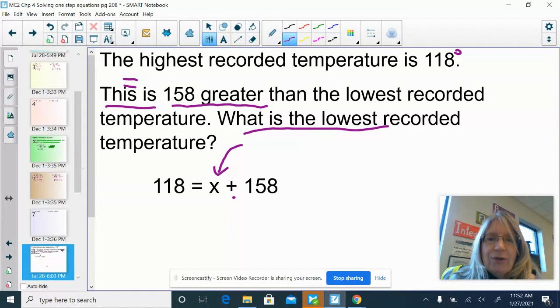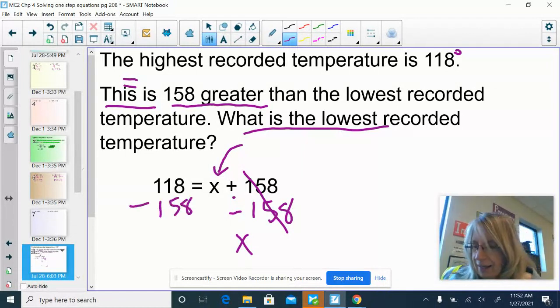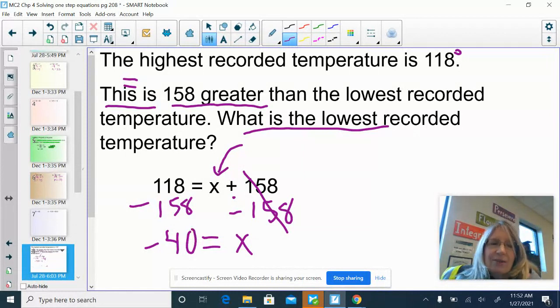Then the lowest recorded temperature. Well, guys, this is going to be something we haven't tried before, but subtract 158. You want to get x alone. Subtract those. Then take away 158. And look at that. We're going to get a negative. So 118 take away 158. Wow, in that particular place, the lowest recorded temperature was 40 below 0.